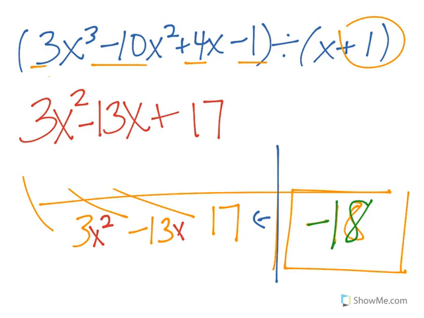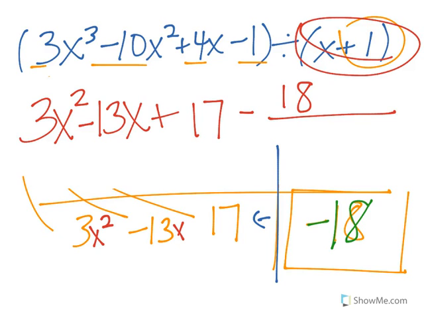Now what do we do with the remainder? We put it at the end, we put minus 18, but we don't just leave it as minus 18, we put it over our original polynomial that we were dividing by. We were dividing by x plus 1, so it's 18 over x plus 1. So this whole thing here is your answer. You have 3x squared minus 13x plus 17 minus 18 over x plus 1. Some people like to just parenthesize it. I mean, it's up to you how you want to write it. It's correct either way. So that is what happens when you have a remainder, and that is how you do it when you have more than just x minus 2.